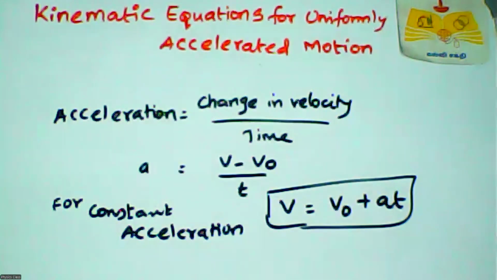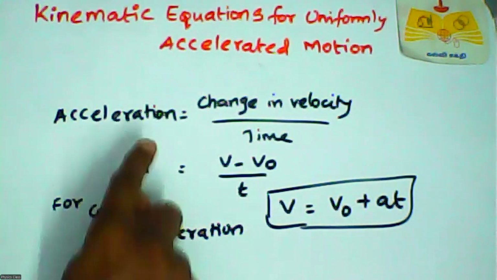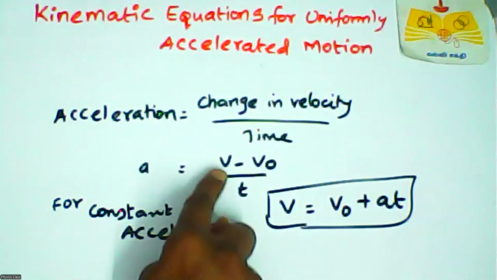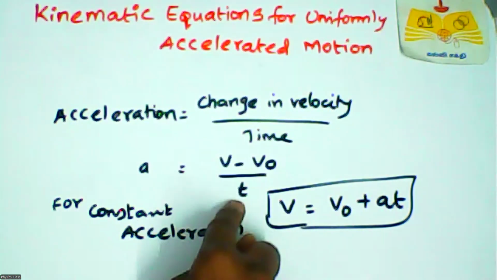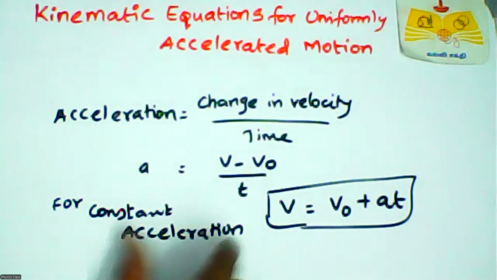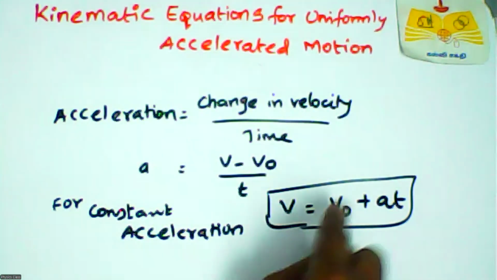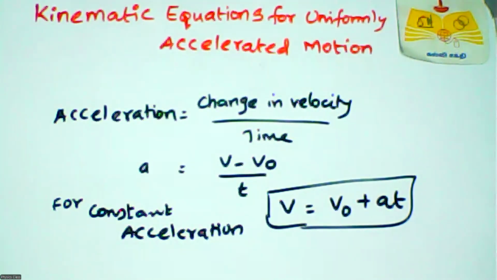In that position-time graph, you have seen that velocity changes. For uniformly accelerated motion, the velocity-time graph is a straight line. That is, velocity changes linearly. So acceleration means change in velocity by time. Change in velocity means final velocity minus initial velocity, by time. For constant acceleration, final velocity v equals v naught plus at. Okay, this is clear? Now ma'am will tell you.